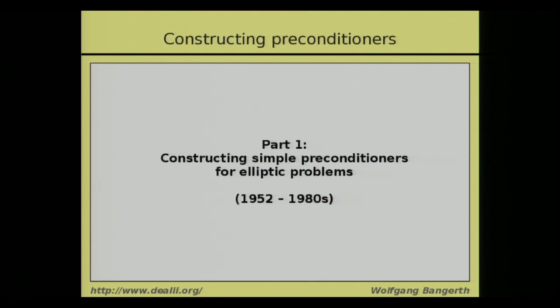Okay, so with this, let me jump right in, namely how to construct simple preconditioners for elliptic problems. And this is something that, like I said, was work that was essentially done from the start when the CG method was discovered in 1952 until the 1980s. On and off, the CG method was not, there was a lot of hype at the beginning, but then it fell a little bit in disfavor. But then it certainly picked up again in the 70s and 80s that people thought about preconditioners.